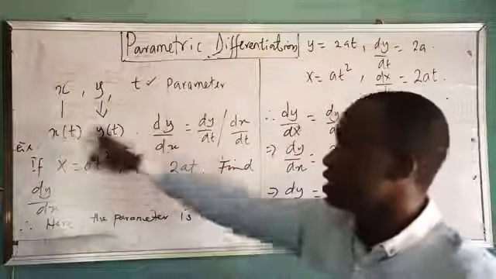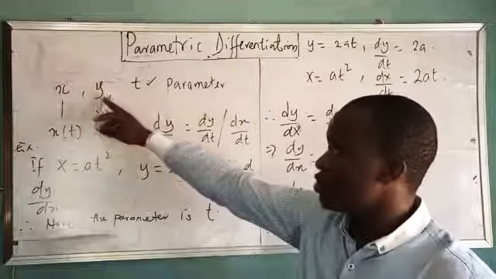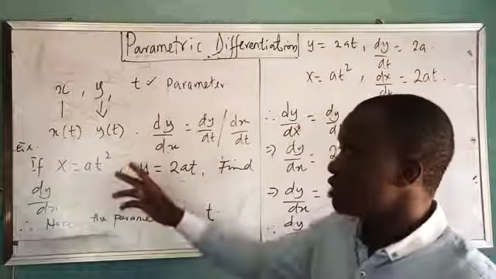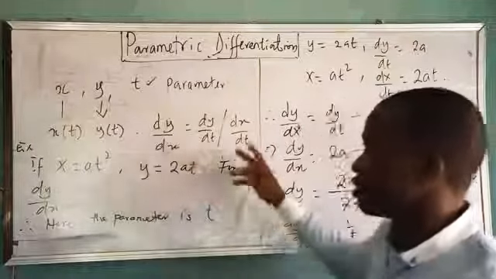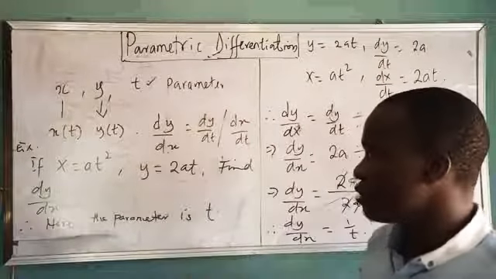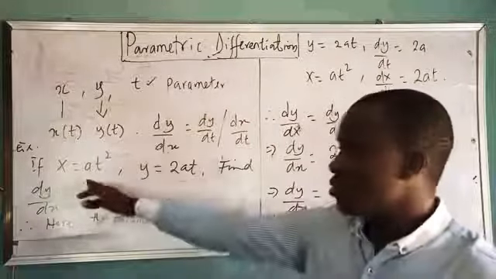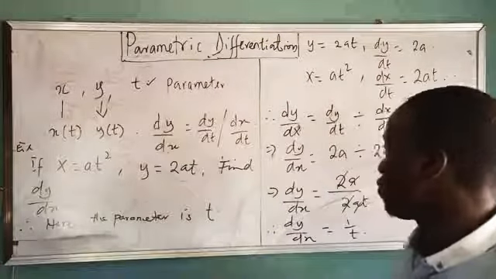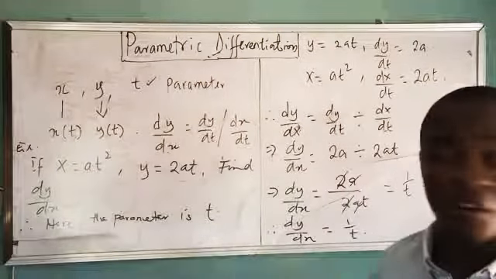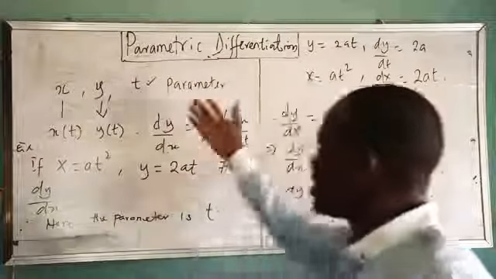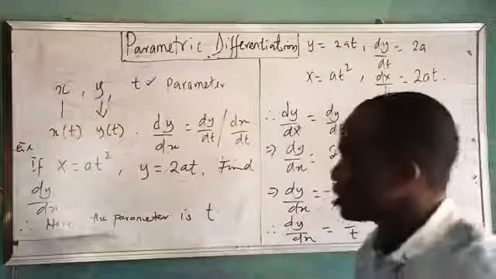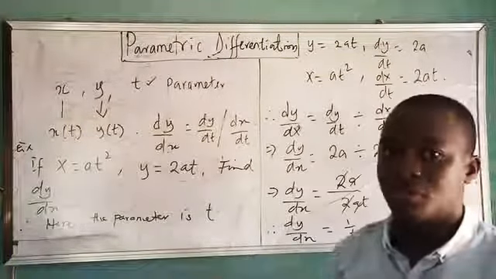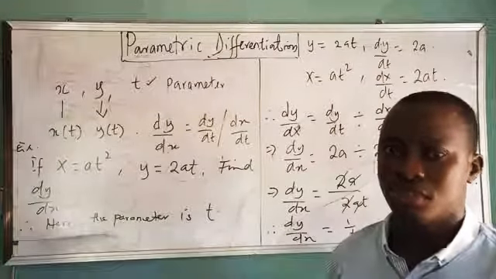You look for the differential coefficient of y, that is dy over dt. Then you look also for the differential coefficient of x, that is dx over dt. So this is the formula. From here, you find it here, you find it here, then you substitute inside the formula, as we did here, then you have your final answer. So that is it about parametric differentiation. You need to know how to differentiate from these basic rules, so it is very, very important.